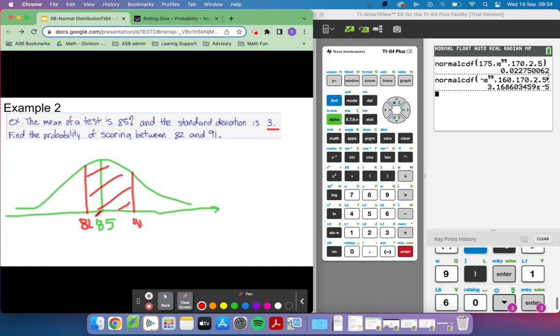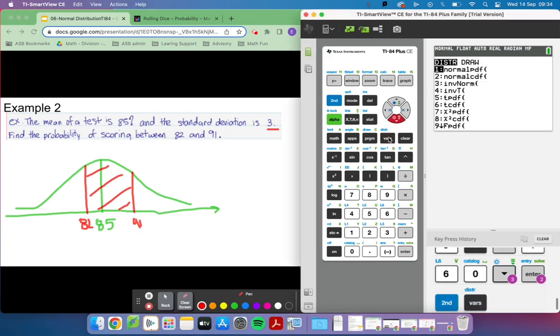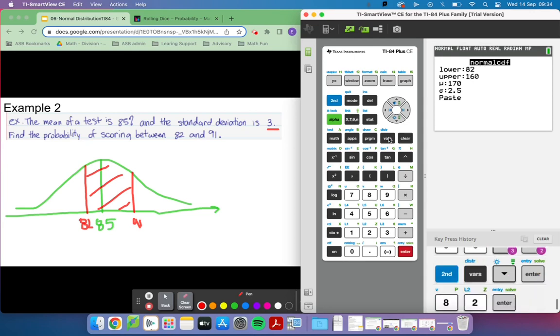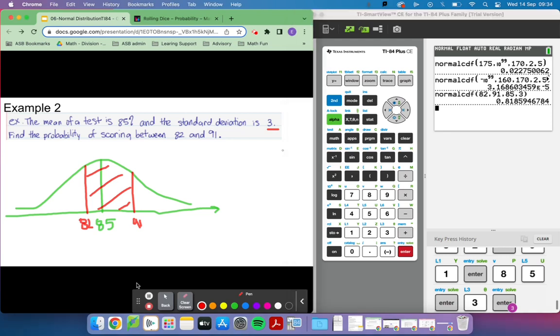Okay, well now in this situation, we have our lower bound and our upper bound. They're specific numbers. So we're going to go back into our calculators, second function vars. We're doing normal CDF. My lower bound is 82. My upper bound is 91. I have a mean of 85, and I have a standard deviation of 3. And I'm going to click enter. So the probability of this happening is 0.819 if we round to 3 significant figures. So you can either leave it as a decimal, or you can put it as a percentage, which is 81.9%.